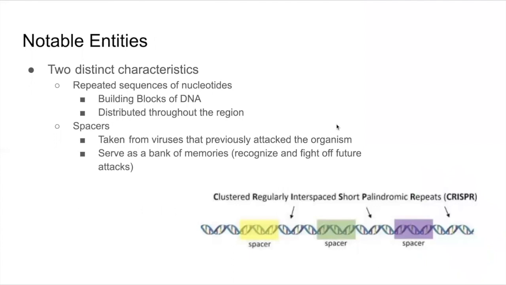Two things we need to know about CRISPR-Cas9 is that it is essentially made out of repeated sequences of nucleotides and spacers. Nucleotides are building blocks of DNA and are present throughout the gene code. Spacers taken from viruses that previously attacked serve as a memory bank. They recognize any foreign entities and fight them.